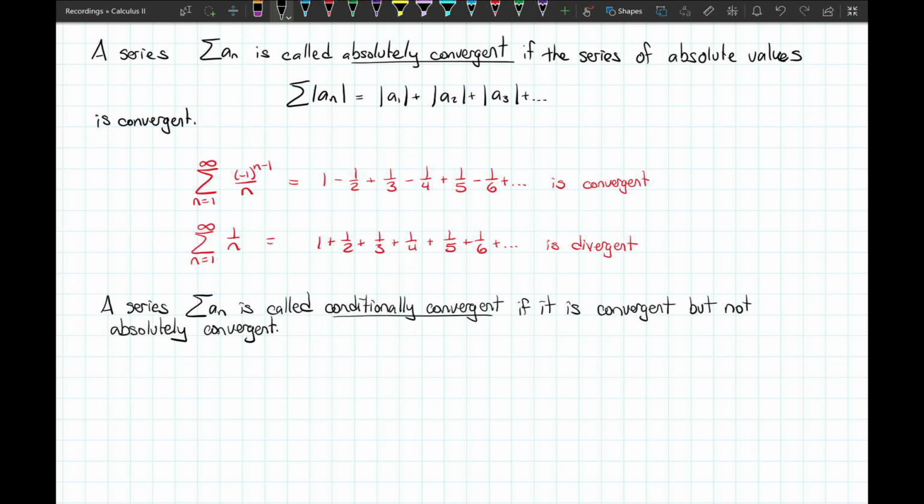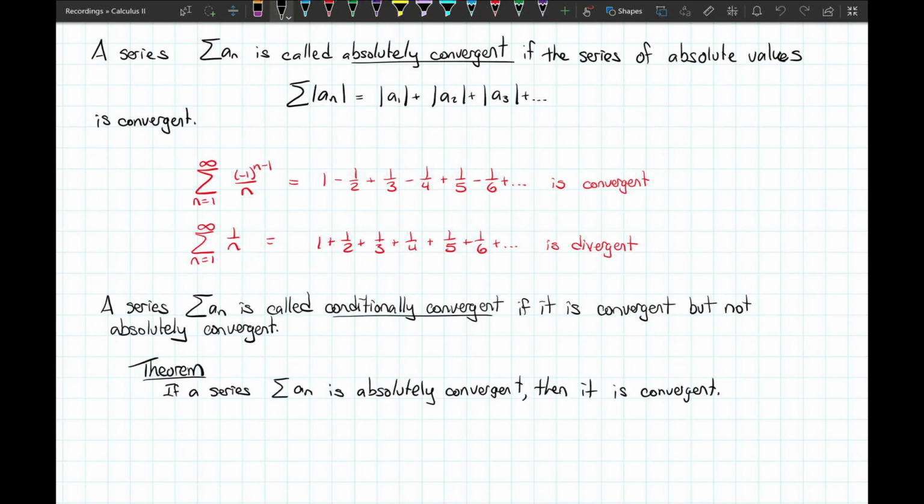So in the case of our alternating harmonic series, we already know that convergence does not imply absolute convergence. However, there's a very important theorem that says the converse of that statement. If a series is absolutely convergent, then it must be convergent. What this theorem allows us to do is take the absolute value of a series with maybe sporadic positive and negative signs, and just take a look at its absolute value series. And if we can determine that it is absolutely convergent, then the series itself must be convergent.